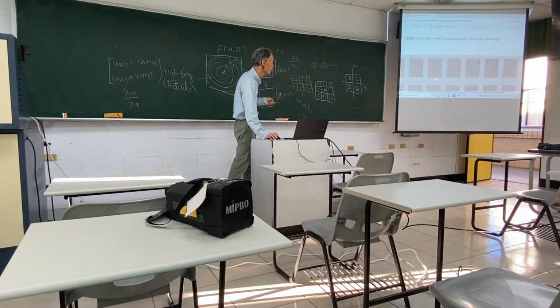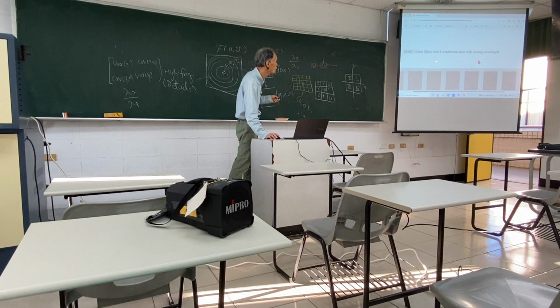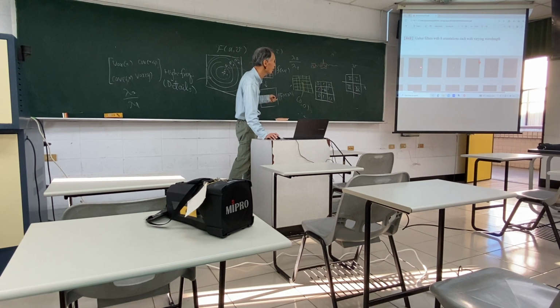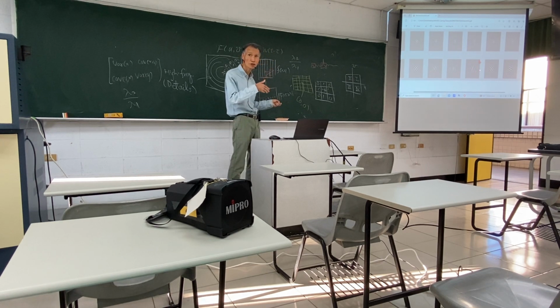But let me give you an example here. This one, you use a 4x8 Gabor filter. It means you use 4 scales with 8 directions. Let me show you the last one. See that? It will show you the filter in different directions.